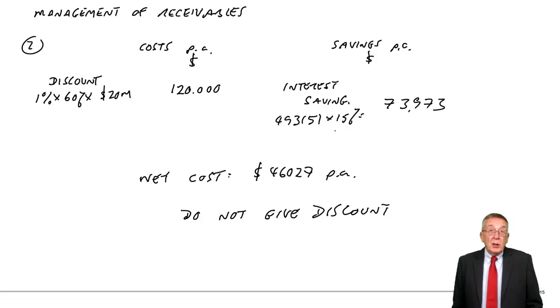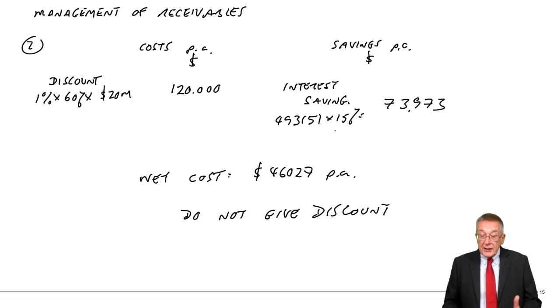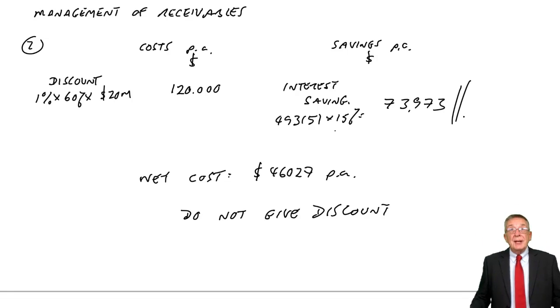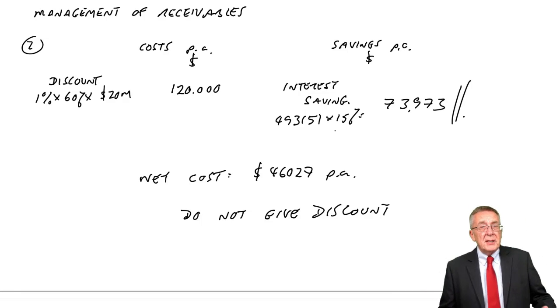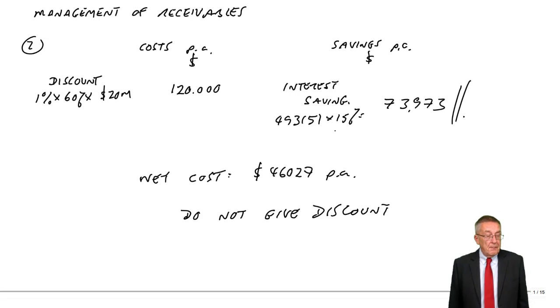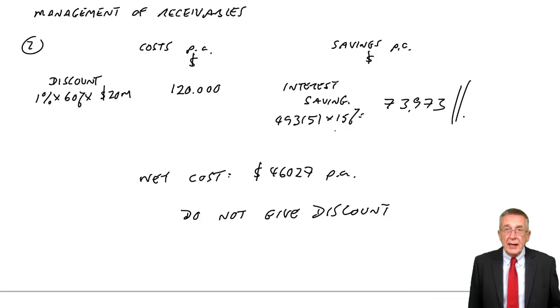So, I don't know, it's not a difficult exercise. The one bit to make sure you're clear about is calculating the fall in receivables and therefore the interest saving. But once you've got the hang of that, it's not difficult, it's just reading the question carefully.